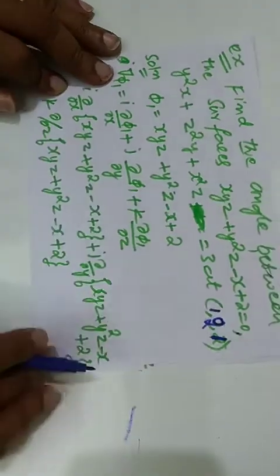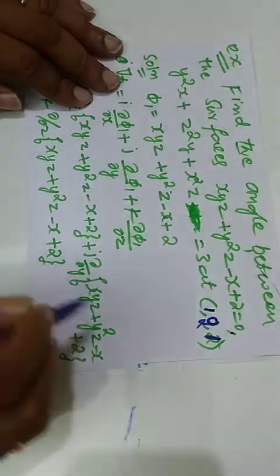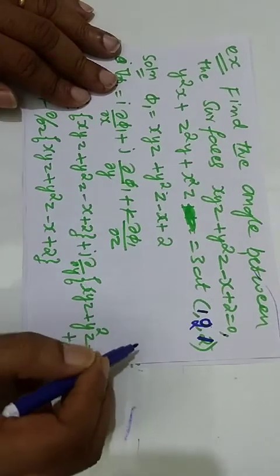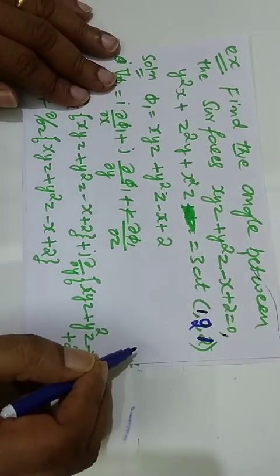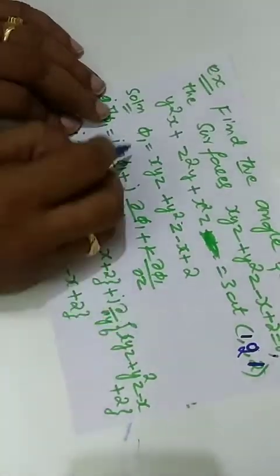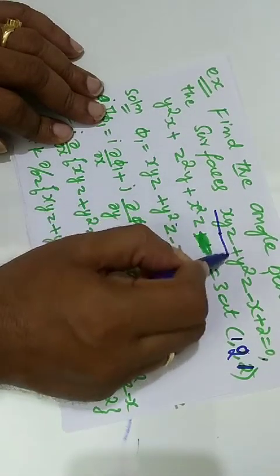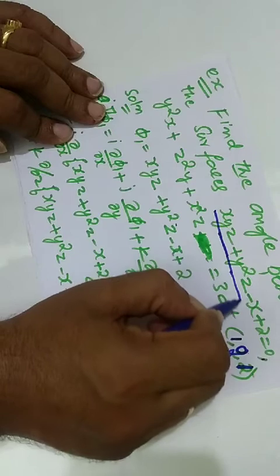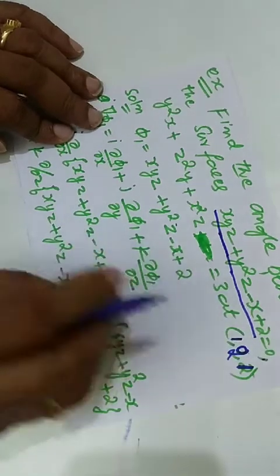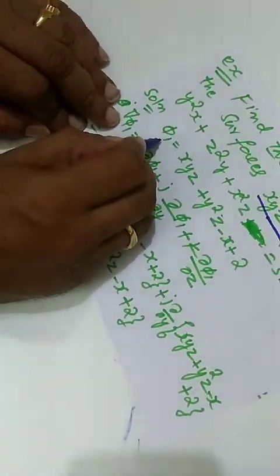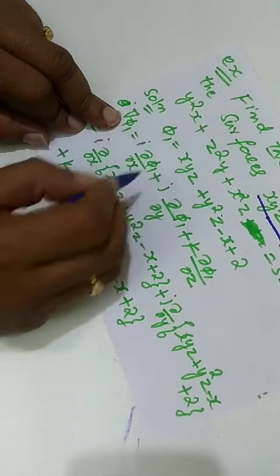I have already told you the angle between the two surfaces is given by a dot b is equal to absolute value of a into absolute value of b into cos theta, that formula. So let us take the first surface. What is the first surface? First surface is xyz plus y squared z minus x plus 2. I have written that. Now let us find the gradient of phi, that is del phi 1. What is del phi 1?